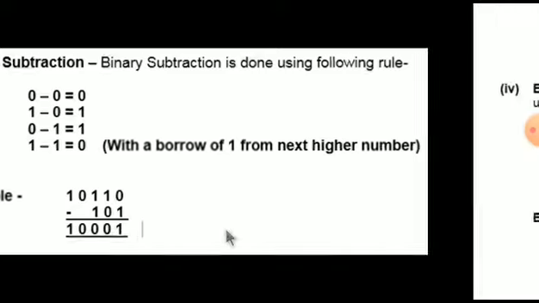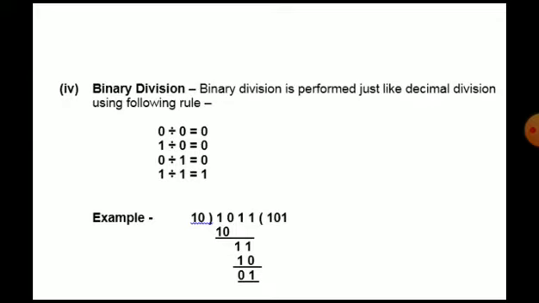Like this. Next is binary division. Binary division is performed just like decimal division using the following rule: 0 divided by 0 is equal to 0, 1 divided by 0 is equal to 0, 0 divided by 1 is equal to 0, 1 divided by 1 is equal to 1.